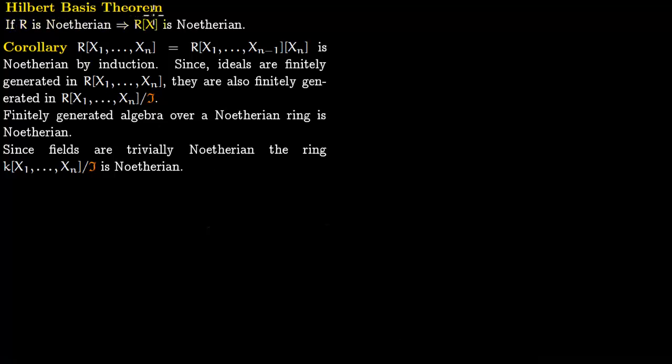So now we come to the Hilbert basis theorem. If a ring R is Noetherian, that would imply that the polynomial ring R[x] is also Noetherian. So immediately we can see the corollary.